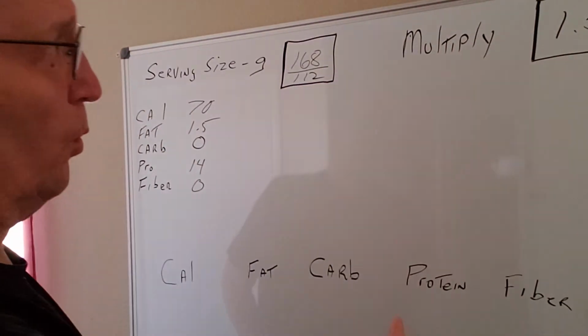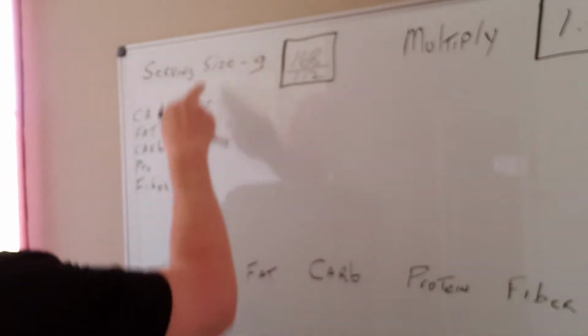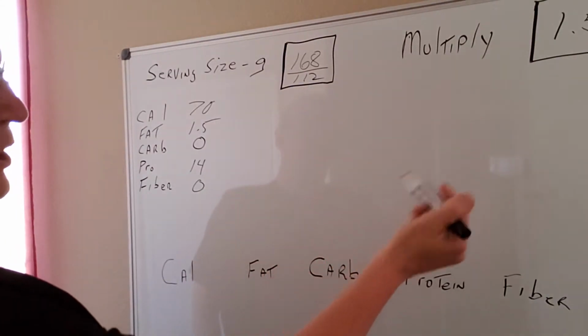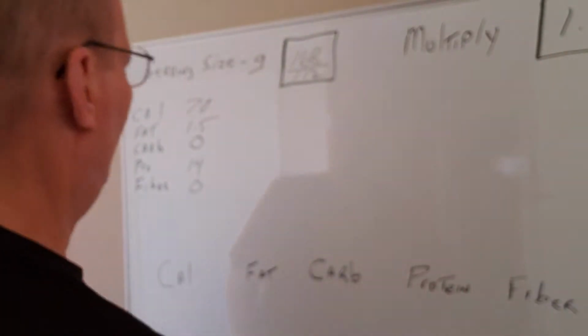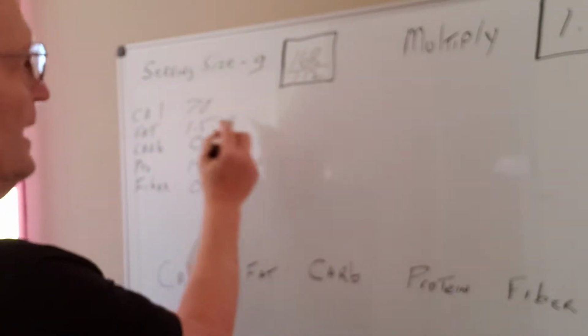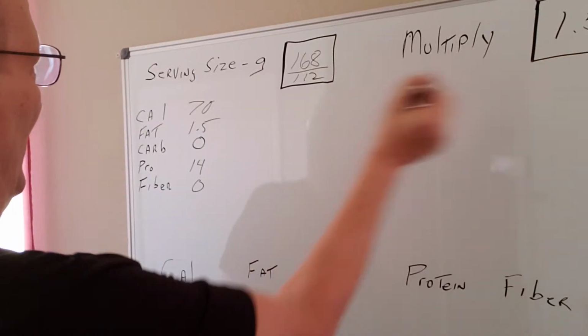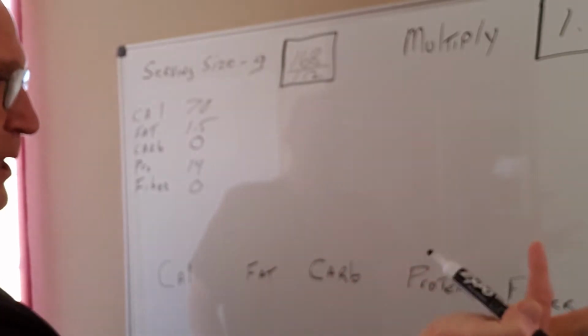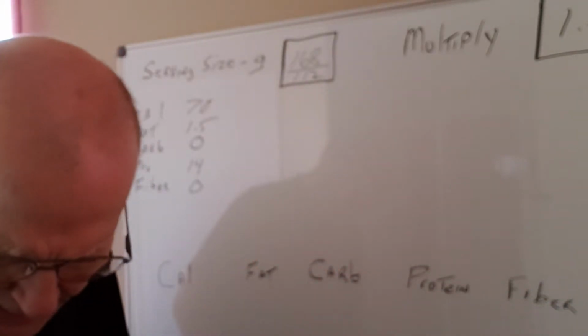We use that multiplier for every one of these items: you're going to multiply each one by 1.5. So for calories, you're going to take 1.5 times 70 for this particular serving.